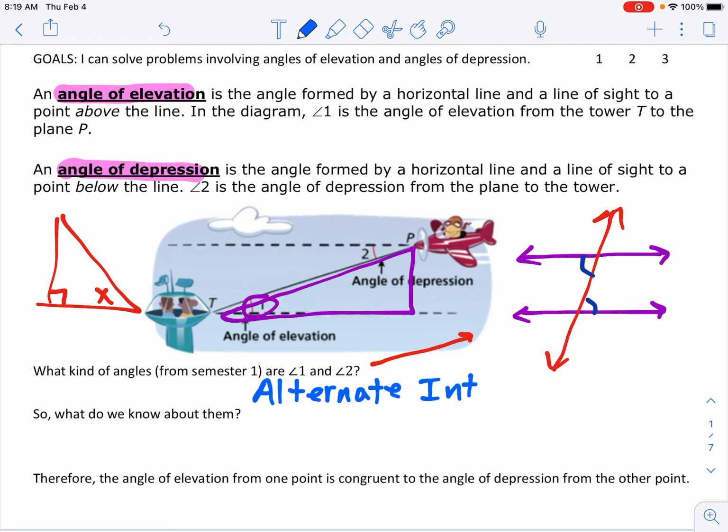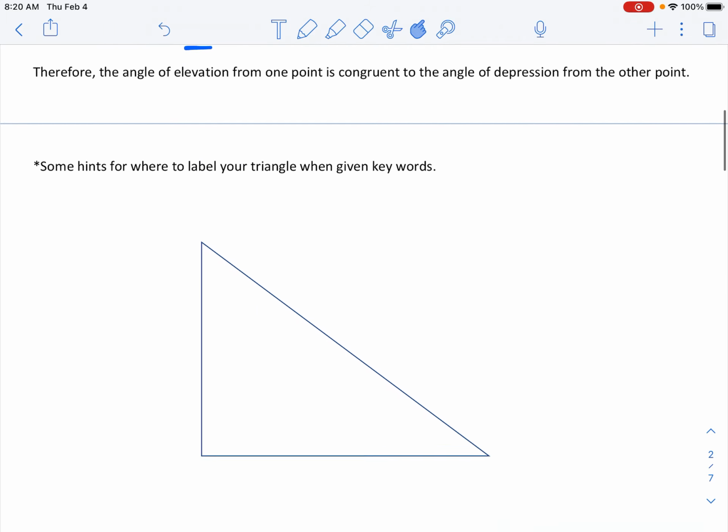If you remember from first semester, alternate interior angles are equal. So when you see the word angle of elevation or angle of depression, we want to think about putting our angle down at the bottom by the X. I encourage you to draw your triangle the same way each time.